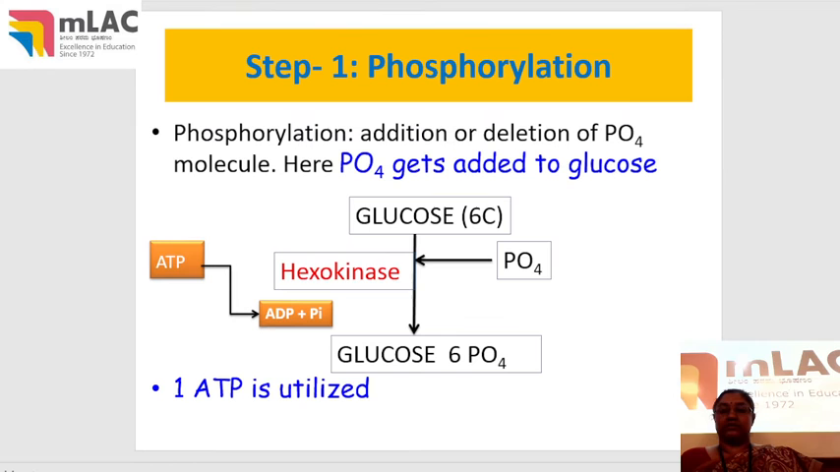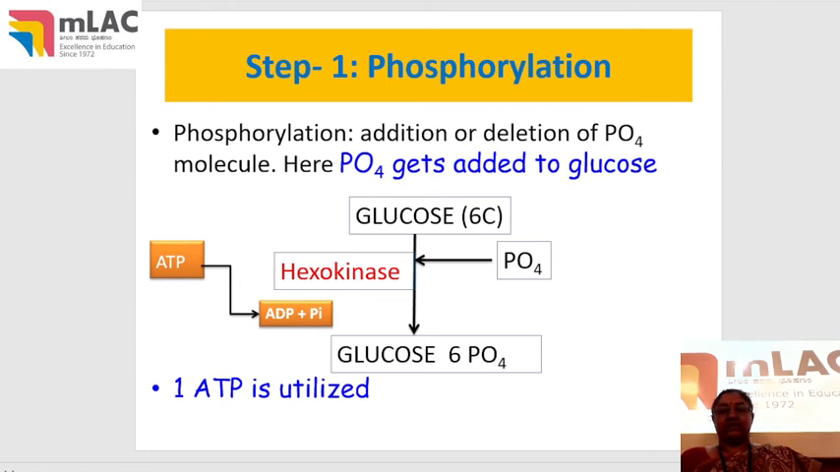So let's get started. The step 1 of EMP pathway is called phosphorylation. Phosphorylation is a reaction wherein there is addition or removal of phosphate molecule to a substrate. So when a substrate receives a phosphate molecule or it releases a phosphate molecule, either way the reaction is described as phosphorylation. Now in this step, glucose is the carbohydrate available.